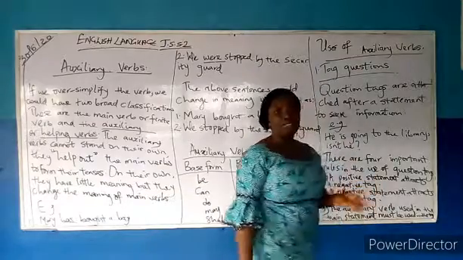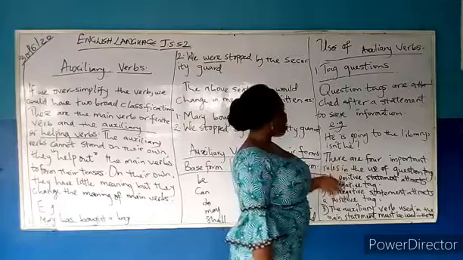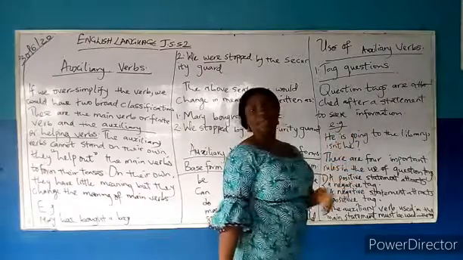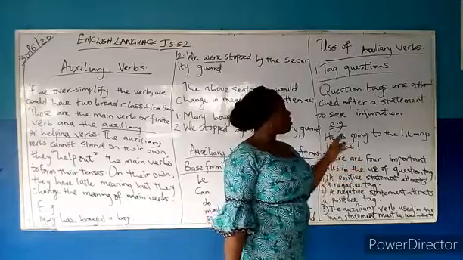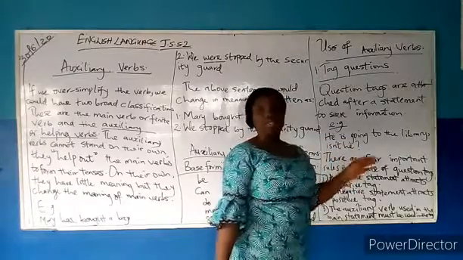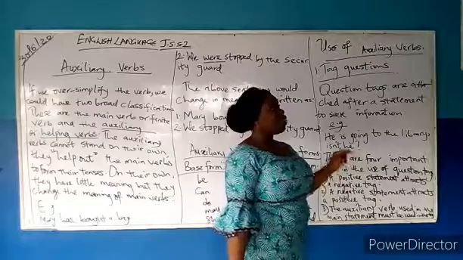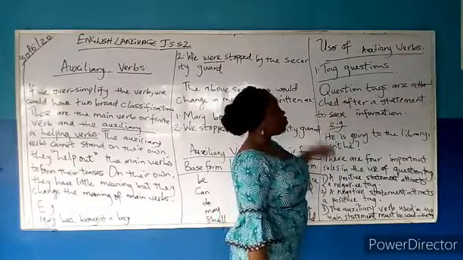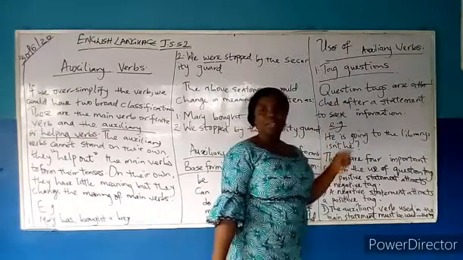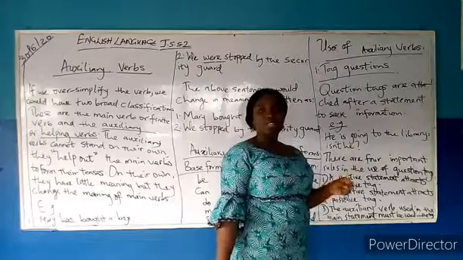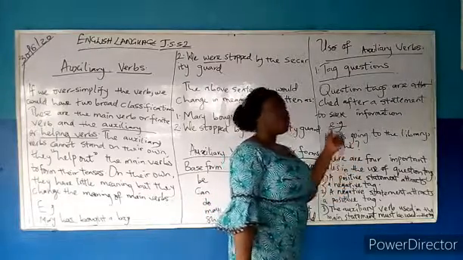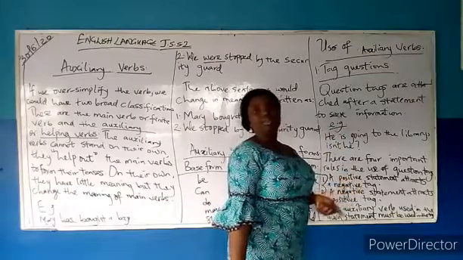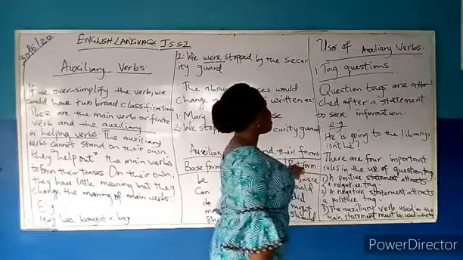The fourth rule is that if there is no auxiliary in the main sentence, you need to introduce an auxiliary verb in the tag, and you have to make sure that the auxiliary verb agrees with the main sentence. That is how it is. So you put this down.